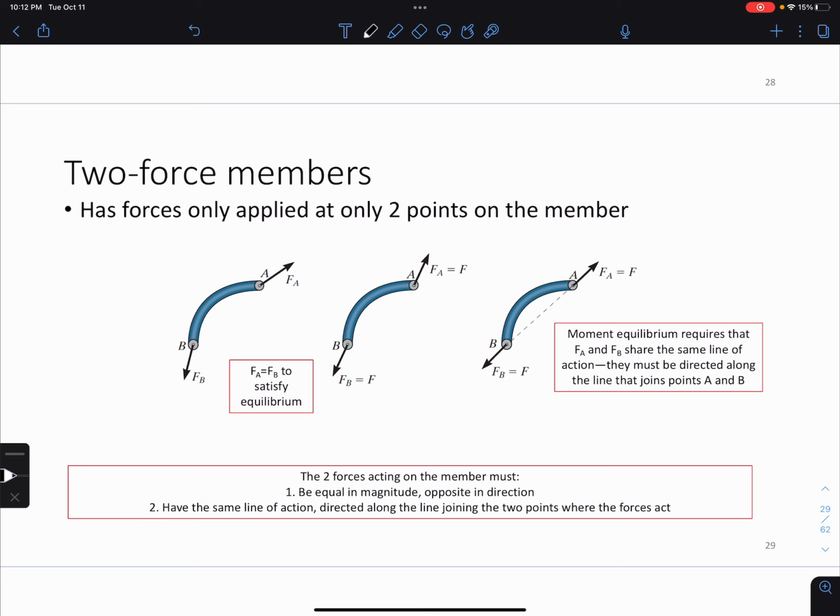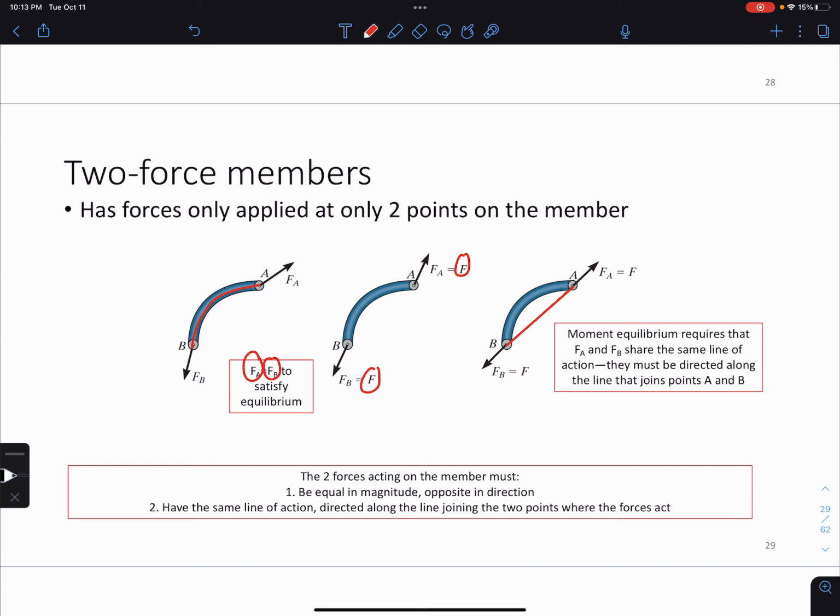If I have a member here, this curved member, and I have points A and B, and I have a force FA and a force FB, I know to satisfy the equilibrium, FA has to be equal to FB. So I'm going to call them both F. And if that's the case, the moment equilibrium also requires that FA and FB share the same line of action. They must be directed along the same line, and that line joins points A and B. So draw a line of action through A and B.